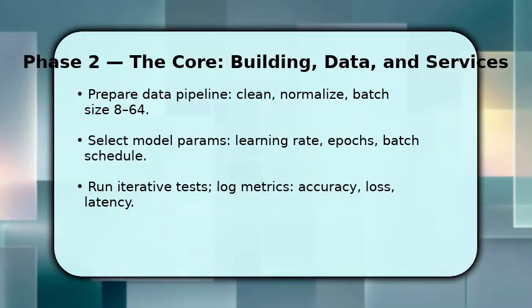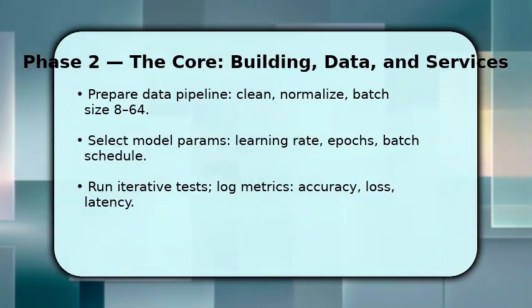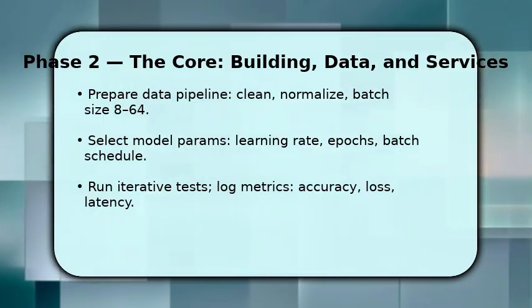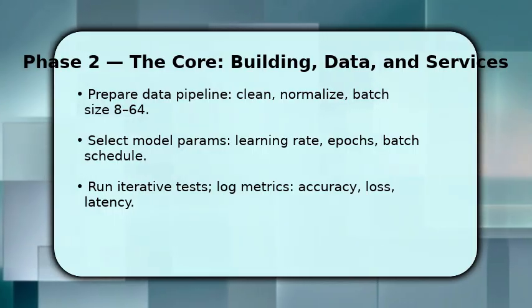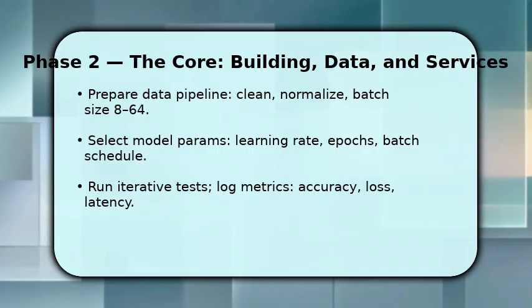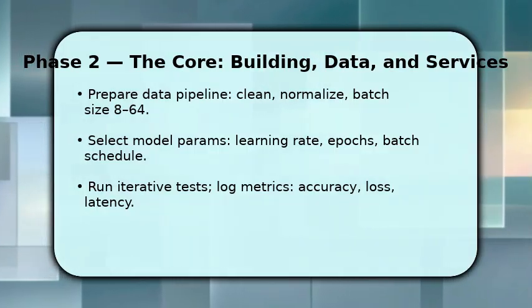You now build the core pipeline, clean and normalize data, and choose a batch size between 8 and 64 to balance speed and stability. Next, select model parameters, learning rate, epochs, and any augmentation, because these control convergence and generalization.